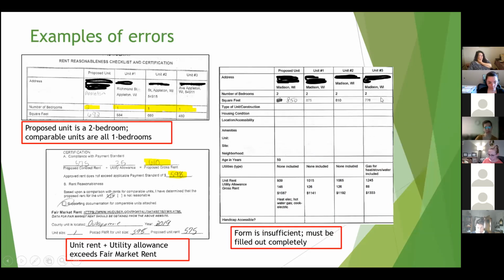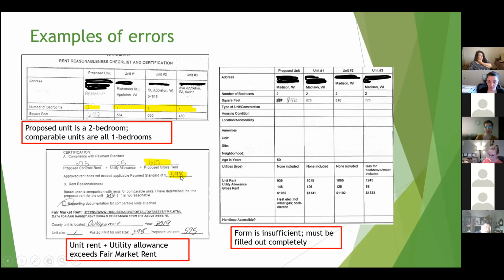So this is going to show some common errors. For this first one, you can see that the proposed unit is a 2-bedroom, but all the comparables are 1-bedrooms. So that would be an error. In this one down here, it shows that the unit rent and the utility allowance actually exceeds the payment standard.